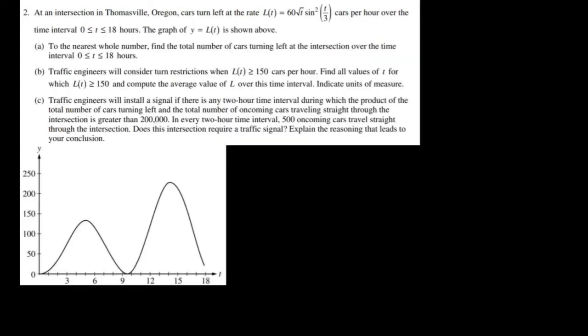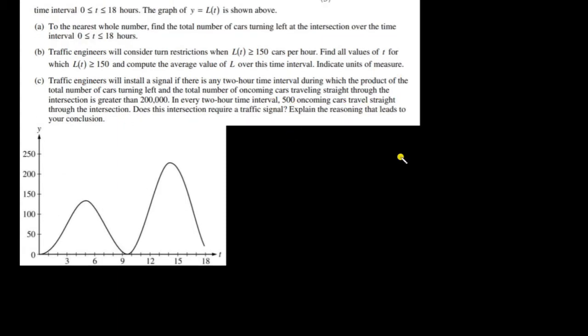Okay, part C. This is kind of a weird one. Traffic engineers will install a signal if there is any 2-hour time interval during which the product of the total number of cars turning left and the total number of oncoming cars traveling straight through the intersection is greater than 200,000. In every 2-hour time interval, 500 oncoming cars travel straight through the intersection. Does this intersection require a traffic signal? Why or why not? This is actually a very simple question, but they're making it kind of confusing. Anyways, we're not going to worry about that. We're just going to solve it.